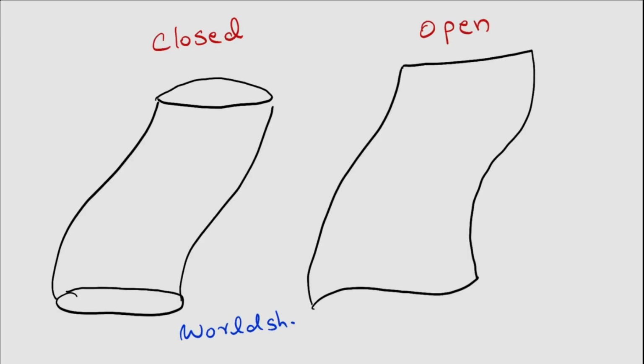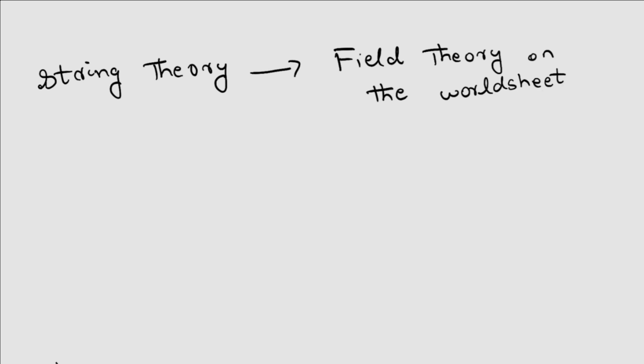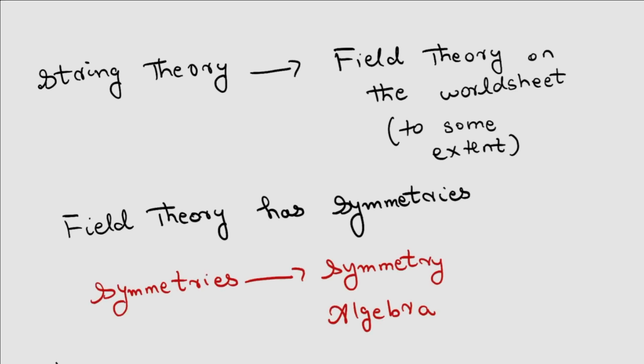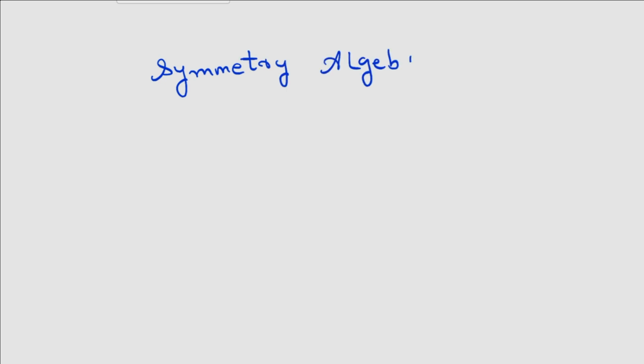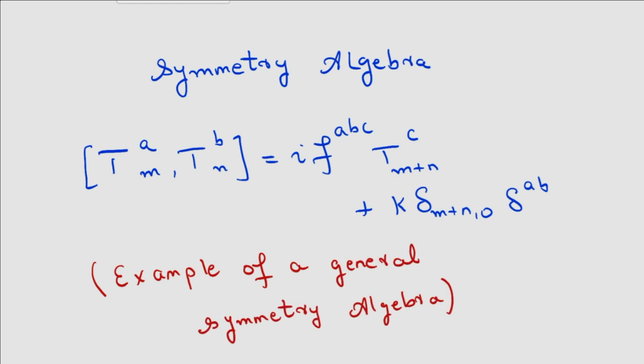When strings move in spacetime, they sweep a surface called the world sheet. This sheet is two-dimensional. A way to study string theory is to study it as a field theory on this world sheet. This field theory has symmetries which are referred to as world sheet symmetries, and those symmetries have symmetry algebras. Mostly when we talk about symmetry algebras, we mean the set of commutators of the generators of symmetries involved.